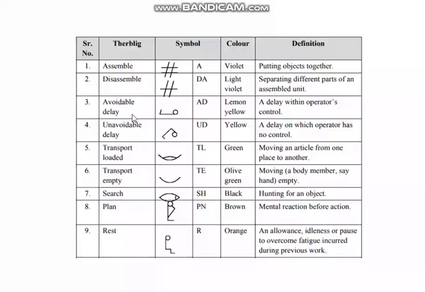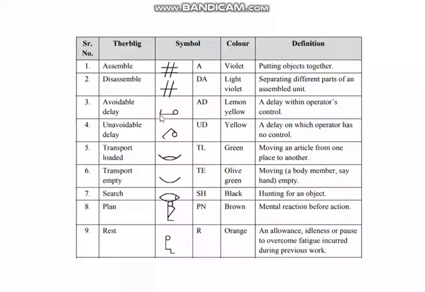Okay, then avoidable delay. Avoidable delay is in this fashion, and it is AD. And lemon yellow, a delay within the operator's control. An operator or worker, it is within his control, he could avoid it. But there are certain unavoidable delays. See, something is broken down.